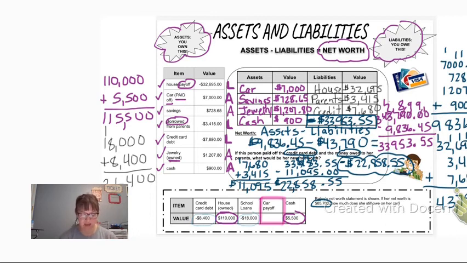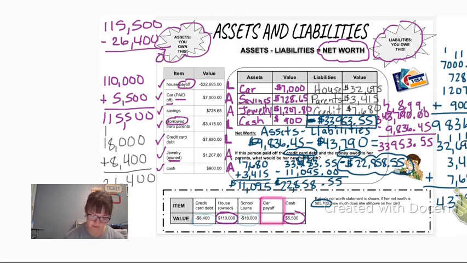So let's assume that that was it. She has her assets at 115,500 and her liabilities at 26,400. If that was all she had, we would do her assets minus her liabilities. So 115,500, her assets, minus 26,400, her liabilities. So 0 minus 0, 0 minus 0, 5 minus 4, can't do 5 minus 6, 15 minus 6 is 9. Can't do 0 minus 2. Okay, so that would have her net worth at 89,100.